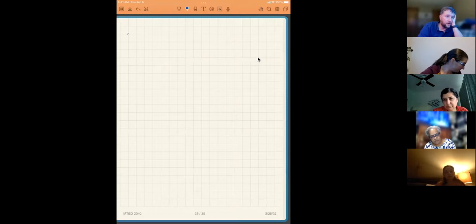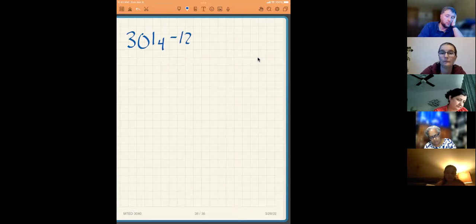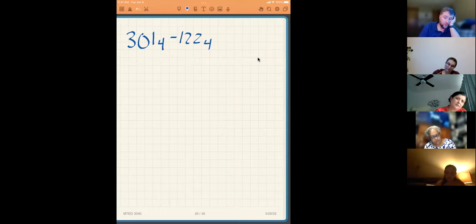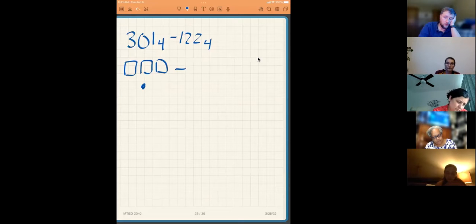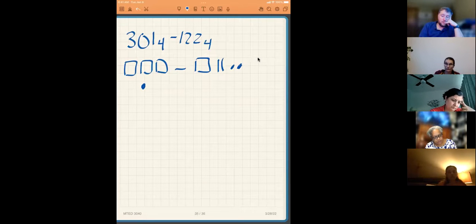And the example that I have is 3, 0, 1 base 4, subtract 1, 2, 2 base 4. So again, first thing I would do, represent things figurally. That's going to give us 3 boxes and a dot. We've got 1 box, 2 lines, 2 dots over here. Can we take 2 dots away from 1 dot?